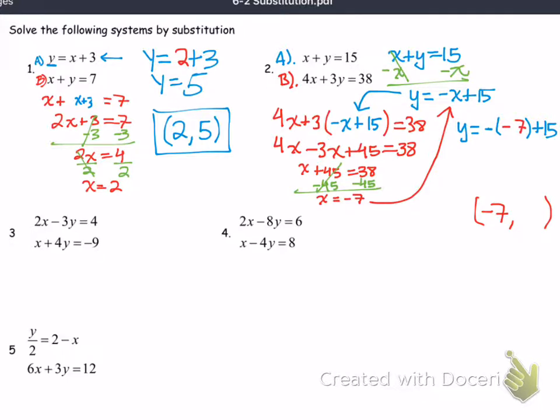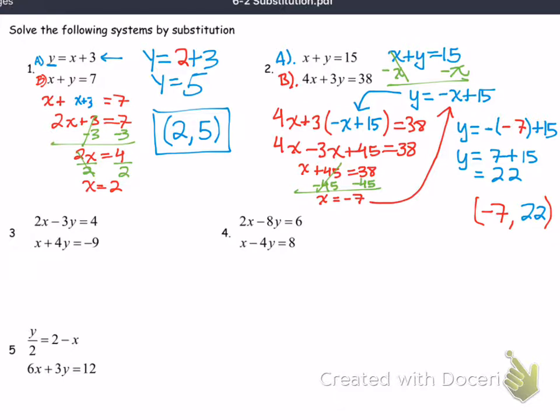Now, a negative of a negative 7 means that's just going to be a positive 7. So y is equal to positive 7 plus 15, and so that is equal to 22. My coordinate point where line A and line B will meet each other is negative 7 comma 22.